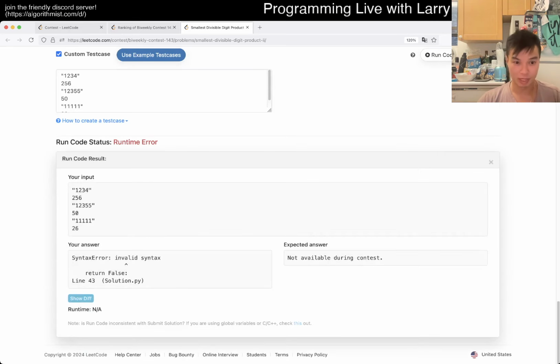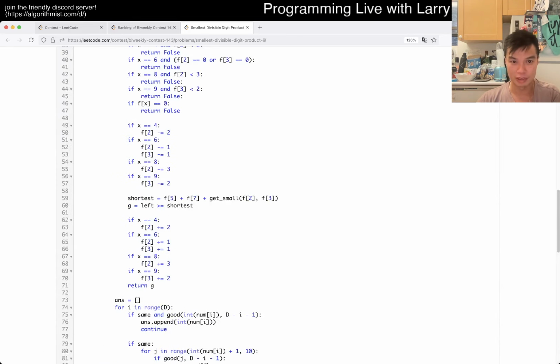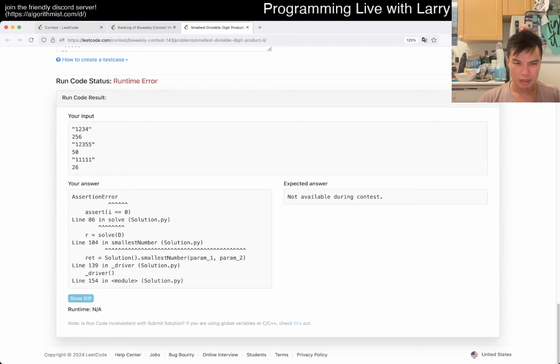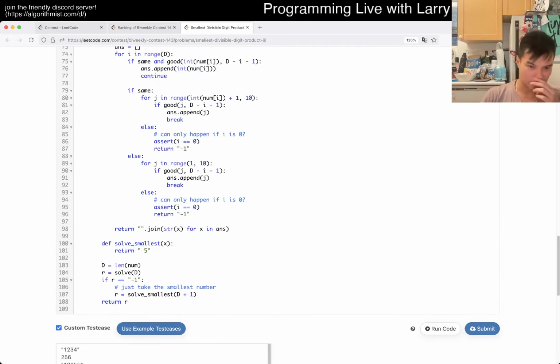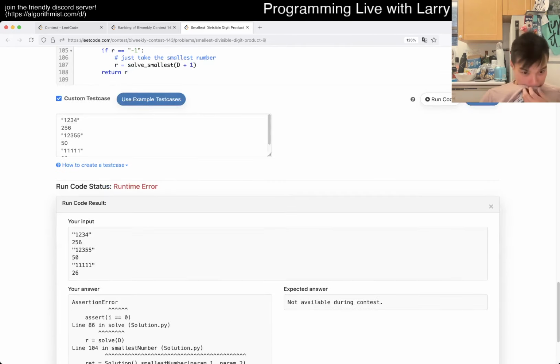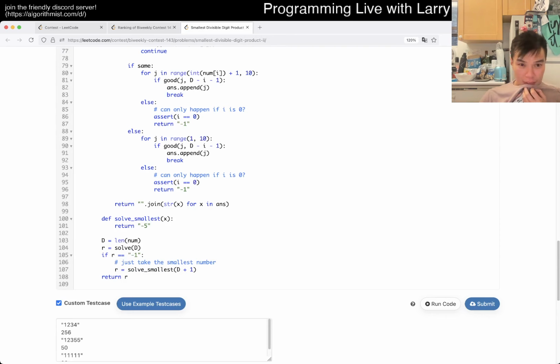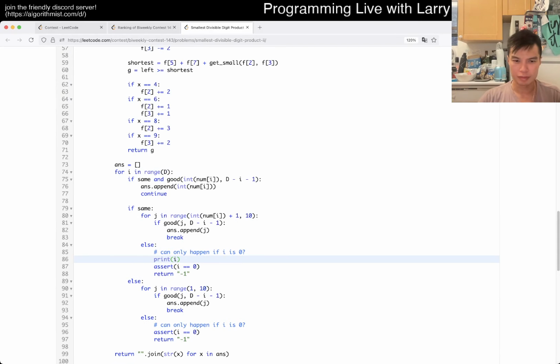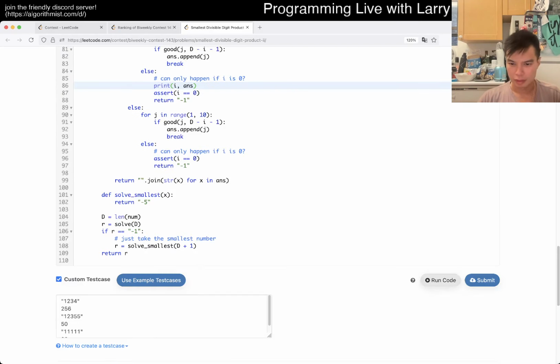We have to do the negative five thing. I don't know why I would return false here. Copy and paste mistake, maybe. Okay, so i is not equal to zero. Right, which one is this? 86. So this one. See what we got so far.